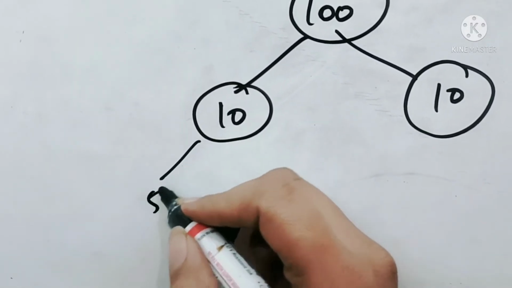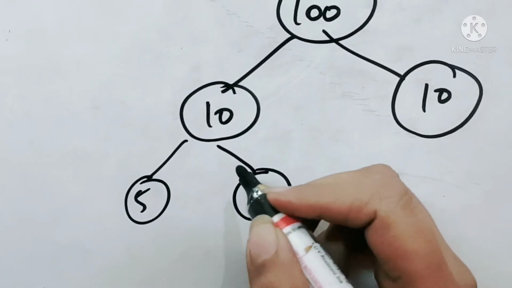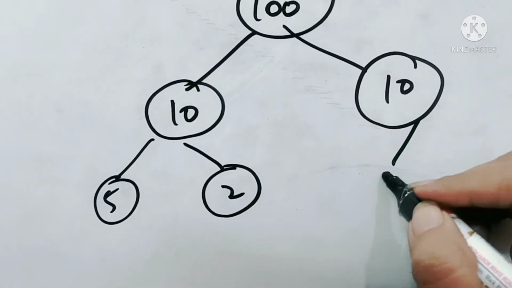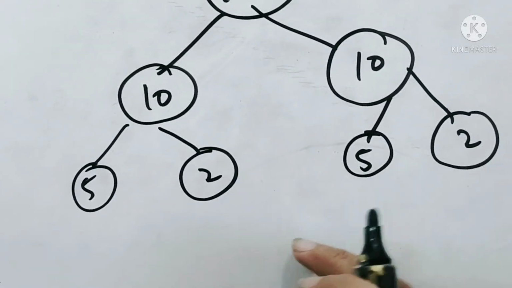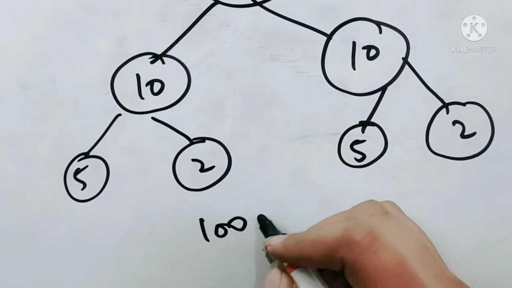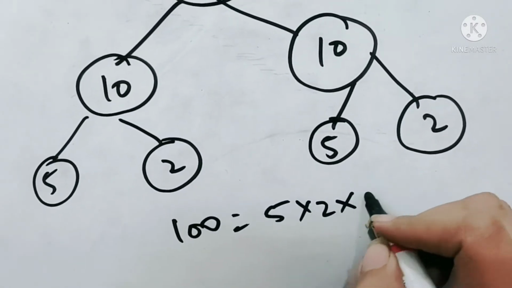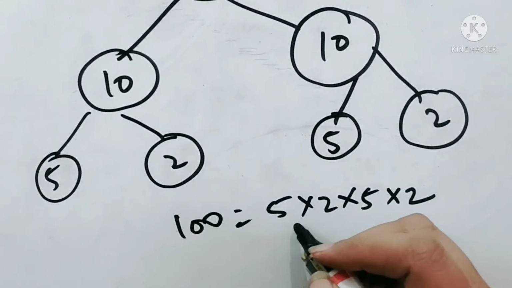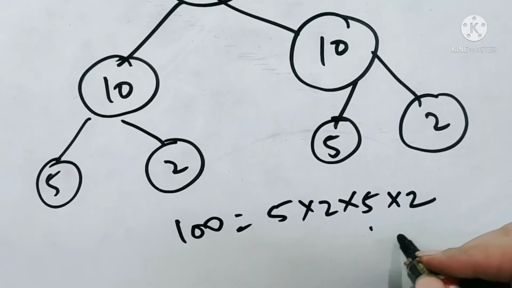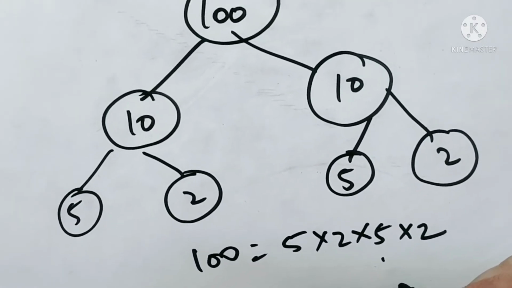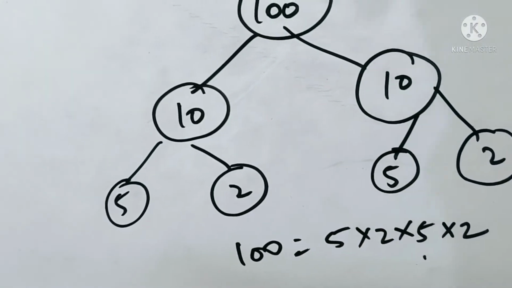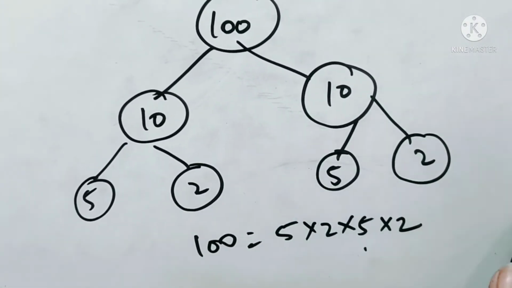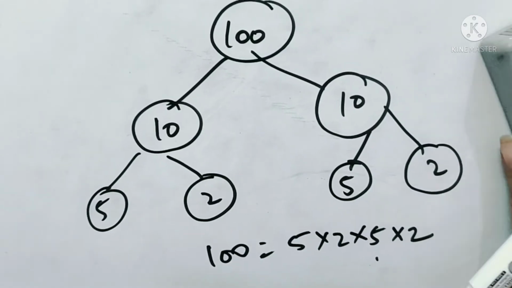Now further 10 can be divided into 5 into 2, because 5 into 2 gives me 10. Again this 10 can also be divided into 5 into 2. Now nothing else can be divided more. So we can write 100 as 5 into 2 into 5 into 2. Let us check our answer. 5 into 2 is 10, 10 into 5 is 50 and 50 into 2 is 100. Whatever number you take, just see that it should be correct. You will get the same answer at the end. This complete method is known as the factor tree method. It is one of the easiest and most interesting methods.